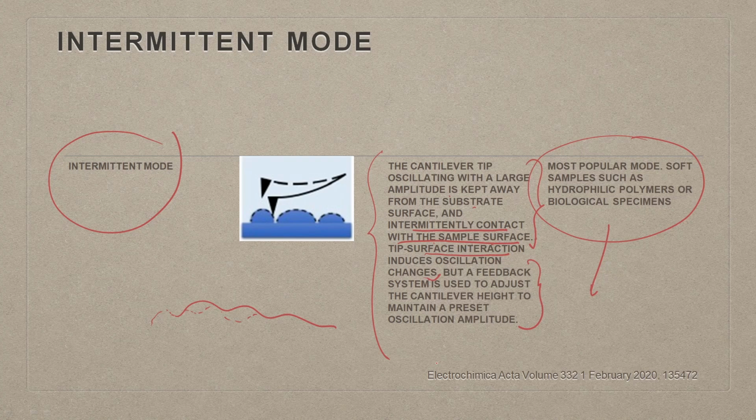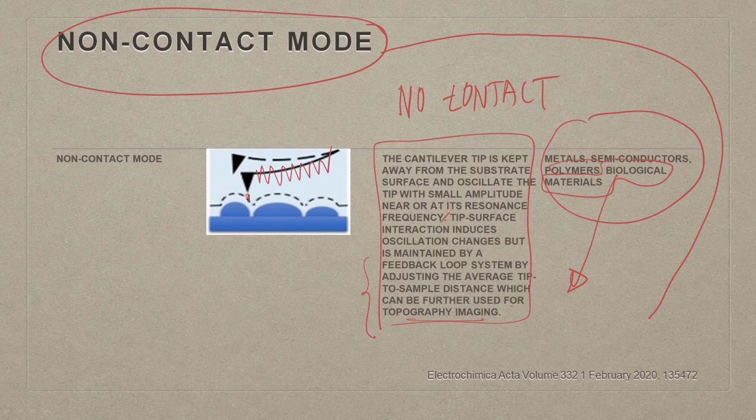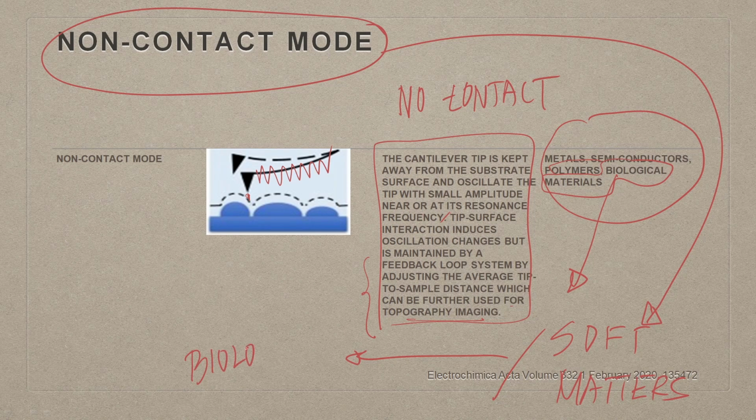So you could see that it is the intermittent mode and the non-contact mode which are favored for most of the soft matter and biological samples.